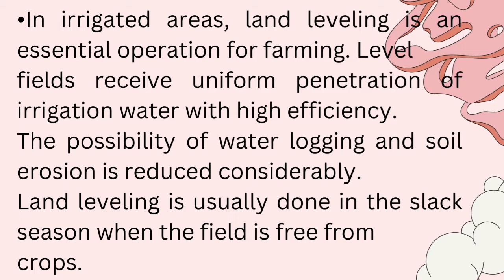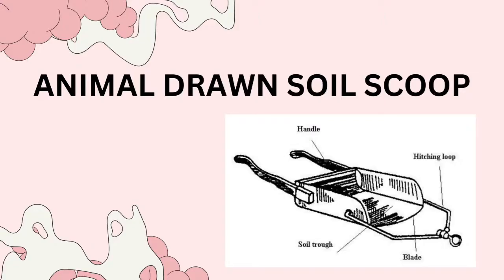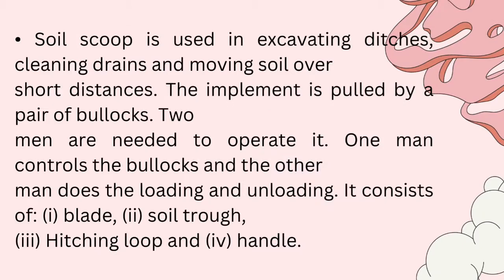Wooden logs or planks are the most common type of field levelers used by farmers. They are operated in flat land to collect loose soil from high spots and dump it into depressions. The other improved type of land leveler, which is used on large farms, is called leveling karaha, scoop or scraper. Animal-drawn soil scoop. Soil scoop is used for excavating ditches, cleaning drains, and moving soil over short distances.